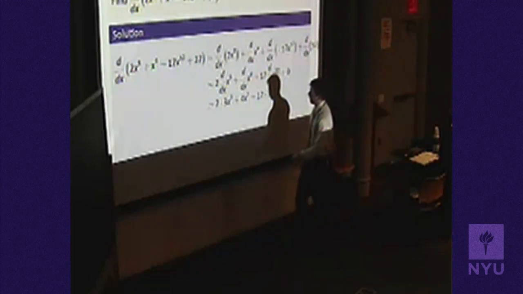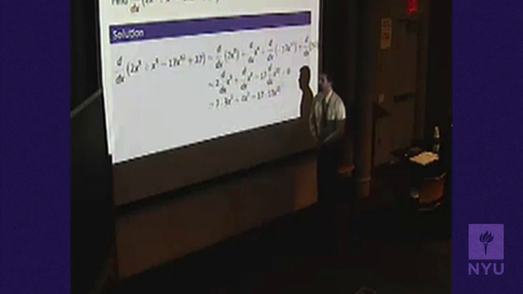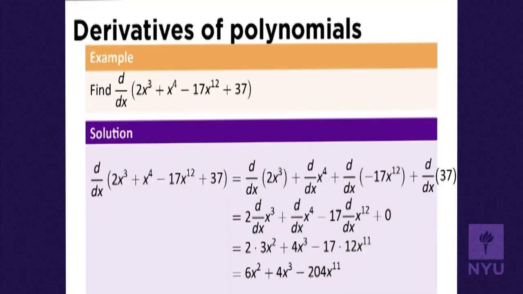All right, so now I'm pretty much done, except I can multiply my 2's and my 3's and my 17's and my 12's, and I get 6x squared plus 4x cubed minus 204x to the 11th. You guys all knew that 17 times 12 was 204? Right. Okay.